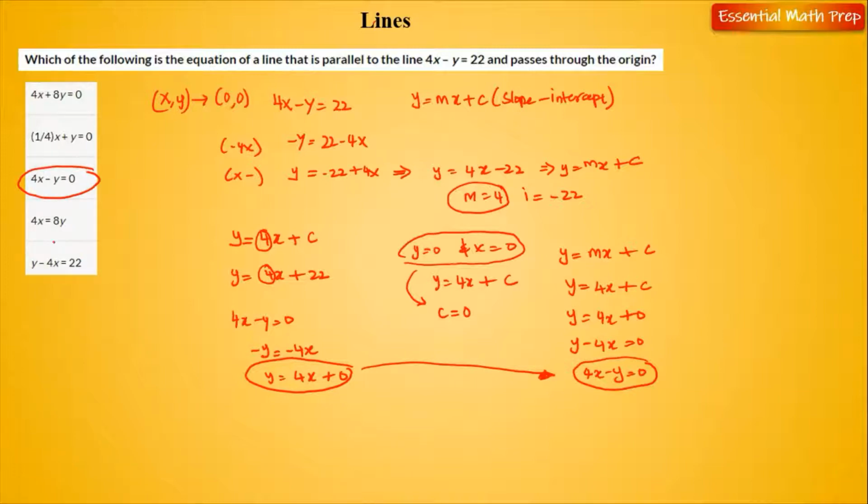Why do you think 4x equals 8y is incorrect, while it also has the same idea of the intercept being 0? Well, 4x equals 8y. So if you write it in the conventional slope intercept form, that means you divide by 8 on both sides, which would give us x over 2 equals y, implies y minus x over 2 equals 0.